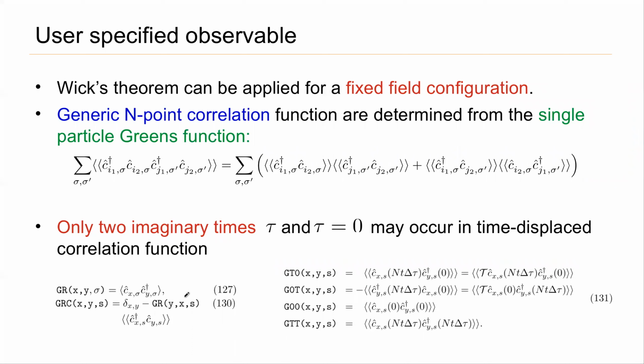I copy-pasted this from the documentation, so I think we should revisit the documentation and make sure that it's consistent. The reason why there are double brackets is that Wick's theorem applies only for a fixed field configuration. So this is not the overall expectation value of the Green's function, it's not averaged. This expression with the double bracket is not averaged over the field configurations, but it is for a fixed field configuration.